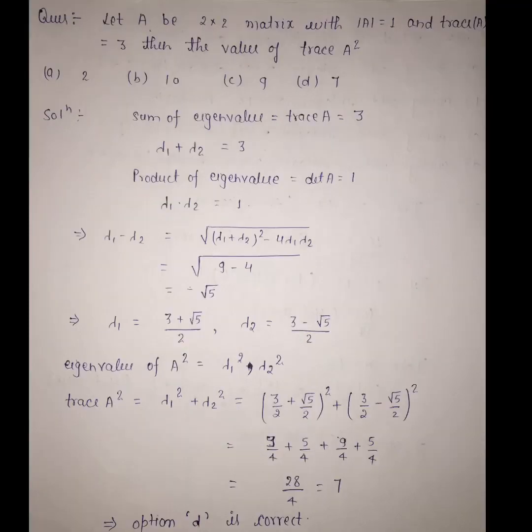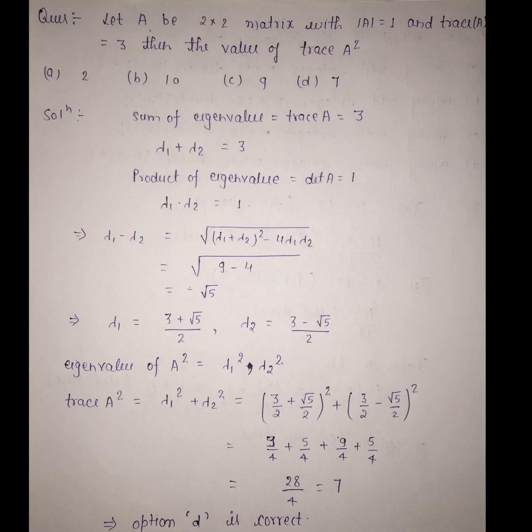Question number second, let A be a 2 cross 2 matrix with determinant of A is equal to 1 and trace of A is equal to 3, then the value of trace of A square. We know sum of the eigenvalues is equal to trace of A, which is equal to 3, and the product of the eigenvalues is equal to determinant of A, which is equal to 1. So lambda 1 plus lambda 2 is equal to 3 and lambda 1 into lambda 2 is equal to 1. So we can find lambda 1 minus lambda 2, which is equal to under root (lambda 1 plus lambda 2) whole square minus 4 lambda 1 into lambda 2. We solve this, we will get lambda 1 minus lambda 2 is equal to square root of 5.